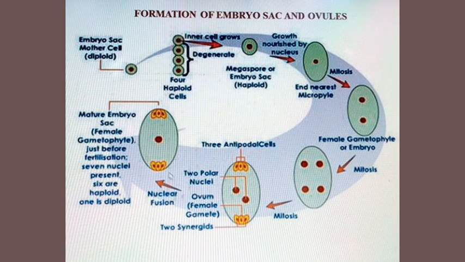So a process of nuclear fusion occurs where these 2 polar nuclei fuse to form only one diploid polar nucleus, which is at the center of the embryo sac. So in a mature embryo sac, we have the antipodal cells at one end, and the synergids at another end. We have the diploid polar nucleus. Among the cells at this end, only 2 are synergids, and one at the center forms the female gamete, or what we call the ovum. I think you're clearly seeing this.